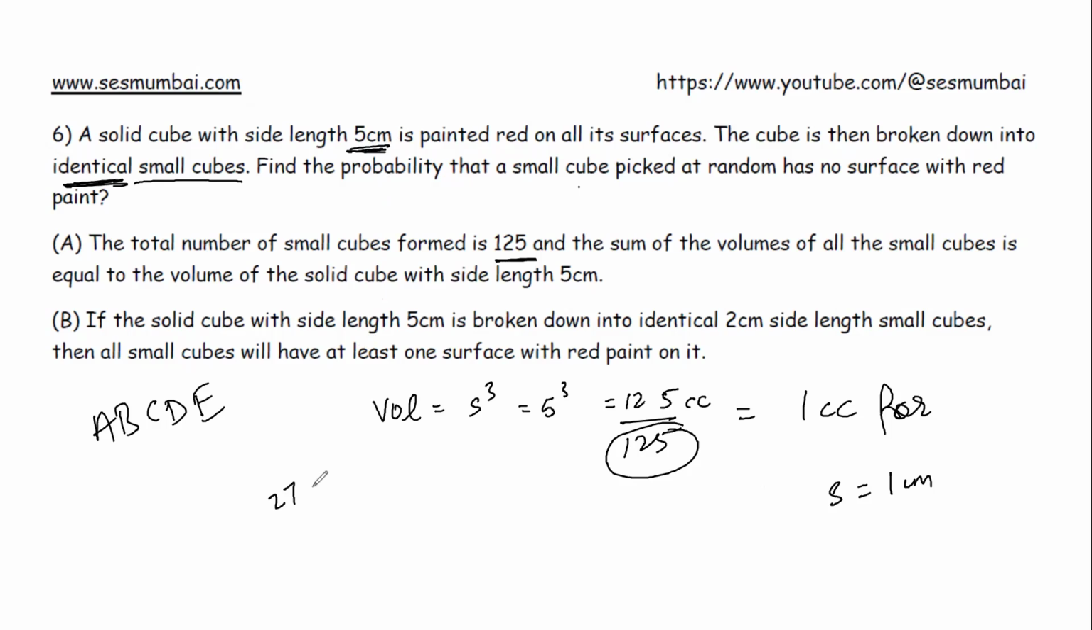Then we know that there are exactly 27 cubes which are hidden from the view. Like if you're holding a cube in your hand, then imagine that there are these 27 cubes hidden inside the cube, which are not visible to the eye. And so when the big cube was painted red, only the outer surfaces, right, only the outer surfaces got the red paint on it.